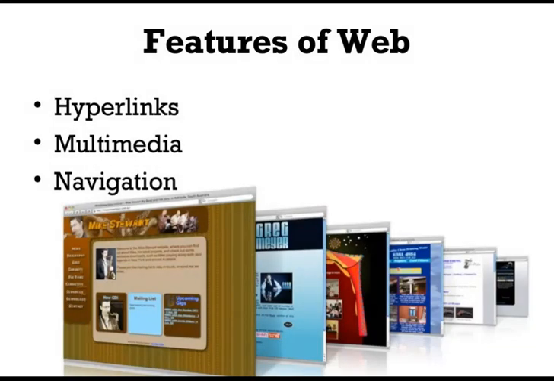Features of web or online content, online writing. The first one is hyperlinks. Second, multimedia. Third, navigation. In web pages you can see hyperlinks. Those hyperlinks will allow you to move from one page to another. Then multimedia facility: multimedia integrated web pages. Then navigation, so again, you can move from one page to another page, or from one website to another website.